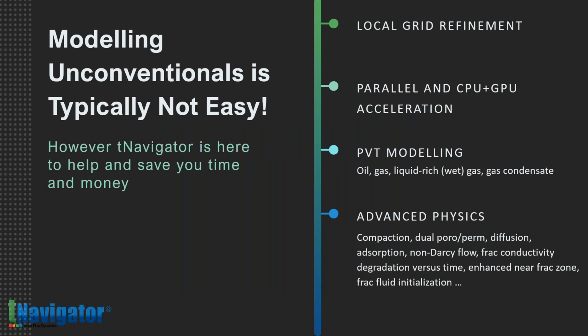Now let's be clear. Modeling unconventionals is typically not easy. We have to include local grid refinement in most of the cases, which increases complexity to the grid. And because of a bigger grid, we also need to use parallel processing and CPU plus GPU acceleration.